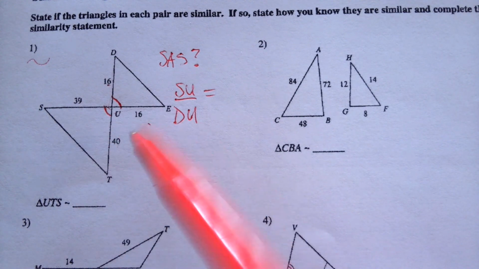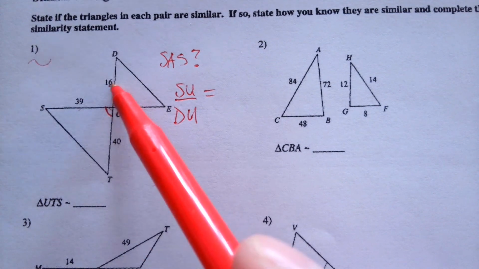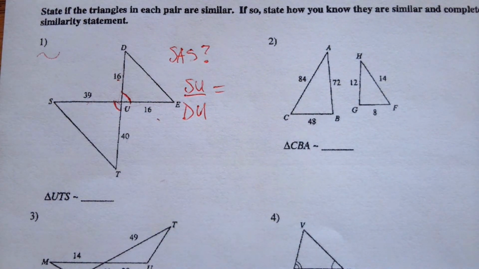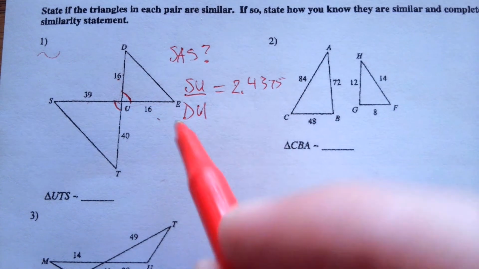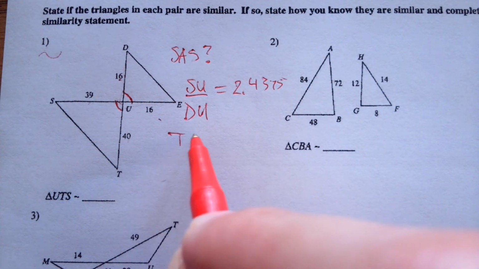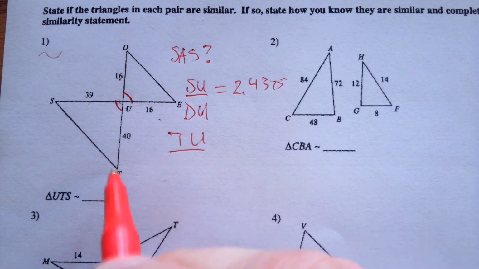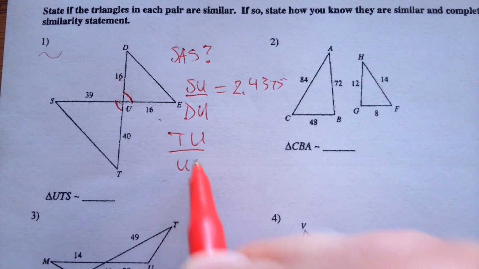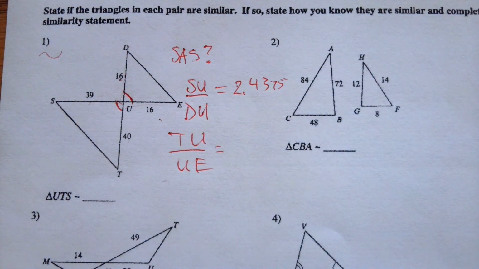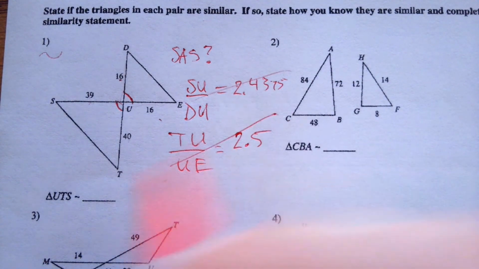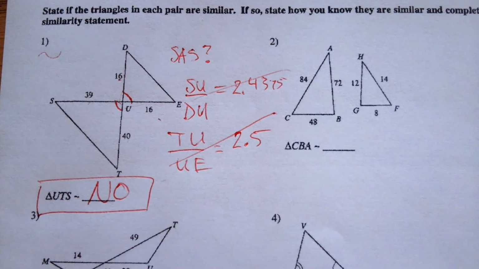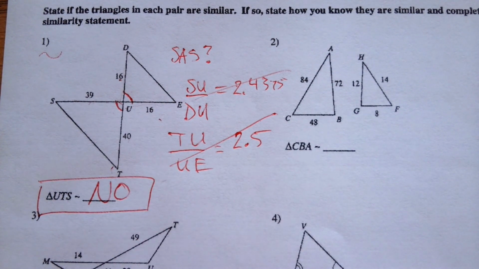I'm just going to continue showing this. 39 divided by 16, I'm just going to show that these aren't right. 39 divided by 16 is 2.4375. And then the other one won't be the same thing. So TU divided by UE, 40 divided by 16. That would be 2.5. So these are not similar because those sides were not proportional.